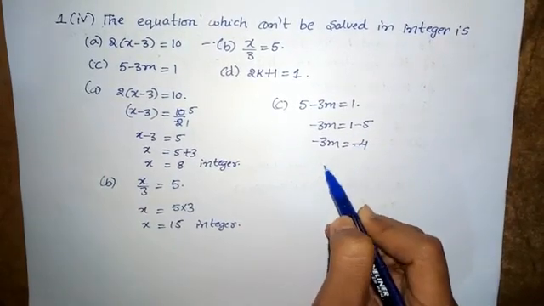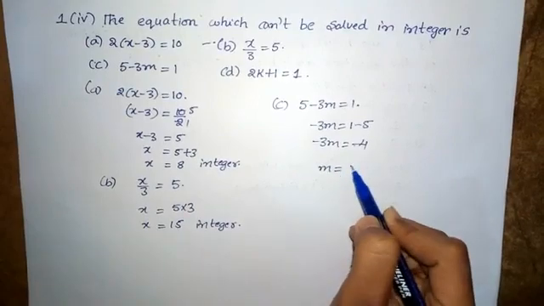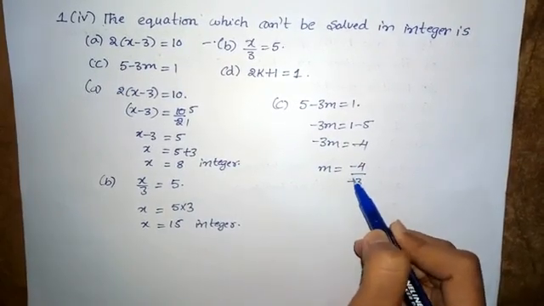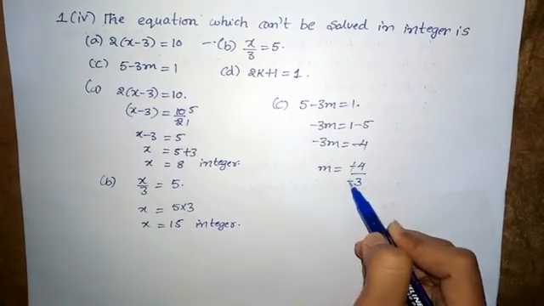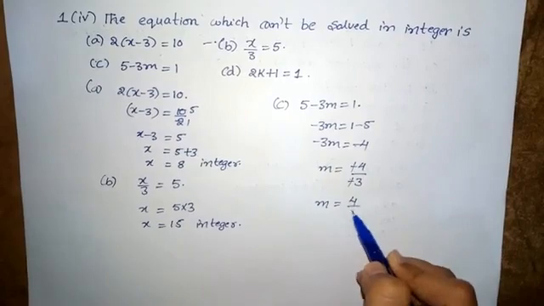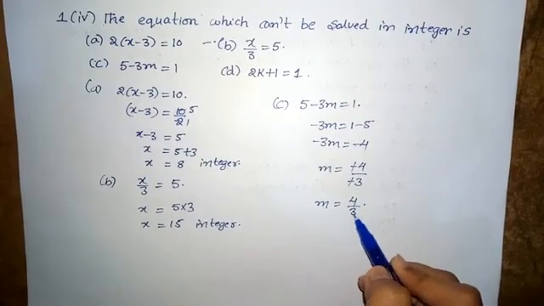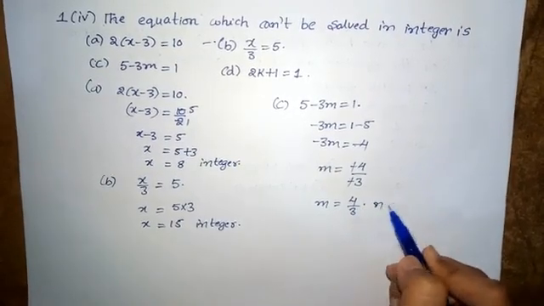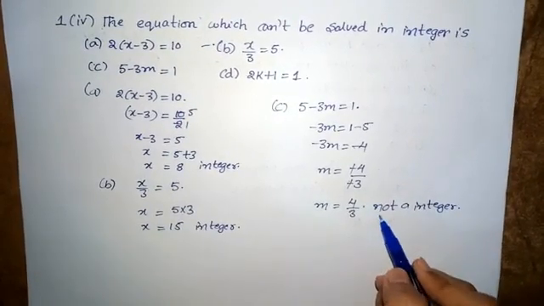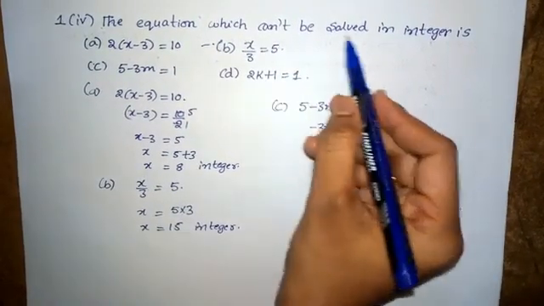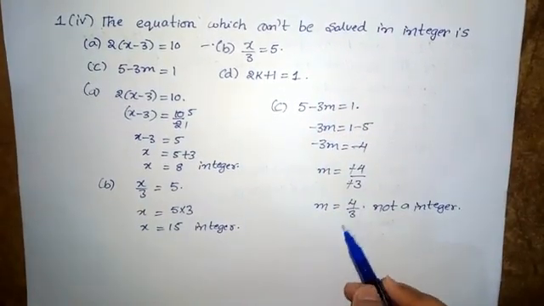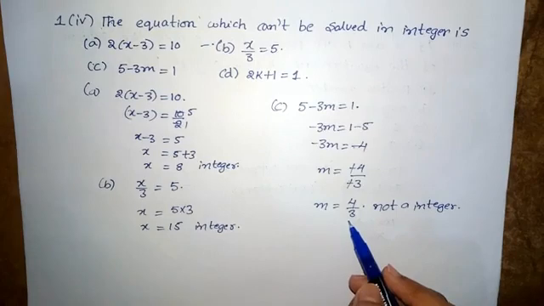So find the m value. m is equal to minus 4 divided by minus 3. The numerator minus and denominator minus cancel. So finally m equals 4 by 3. Observe that 4 by 3 is not an integer. The problem asks whether it can be solved in integers. So m equals 4 by 3 is not an integer. So option C is the right answer.